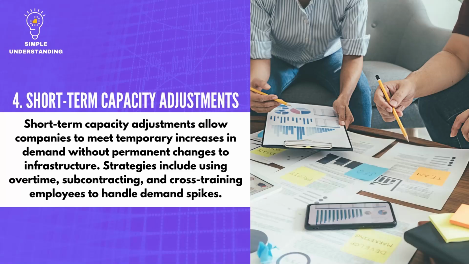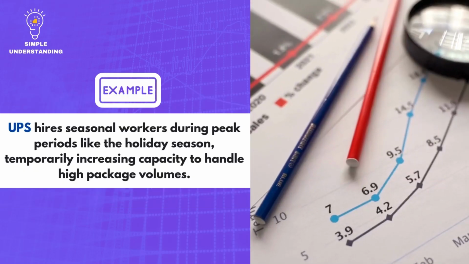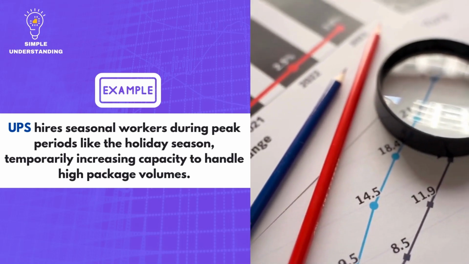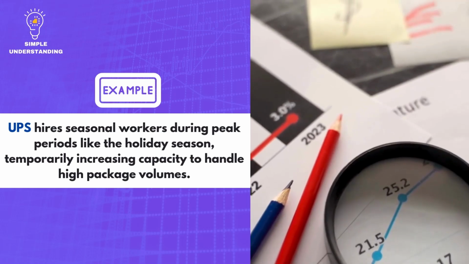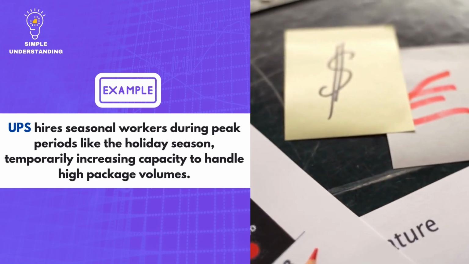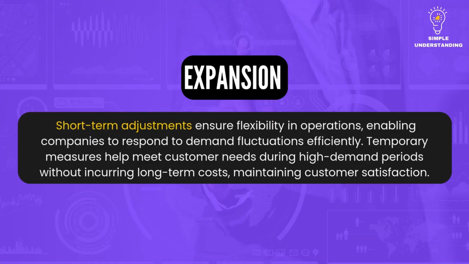4. Short-term capacity adjustments. Explanation. Short-term capacity adjustments allow companies to meet temporary increases in demand without permanent changes to infrastructure. Strategies include using overtime, subcontracting, and cross-training employees to handle demand spikes. Real company example. UPS hires seasonal workers during peak periods like the holiday season, temporarily increasing capacity to handle high package volumes.